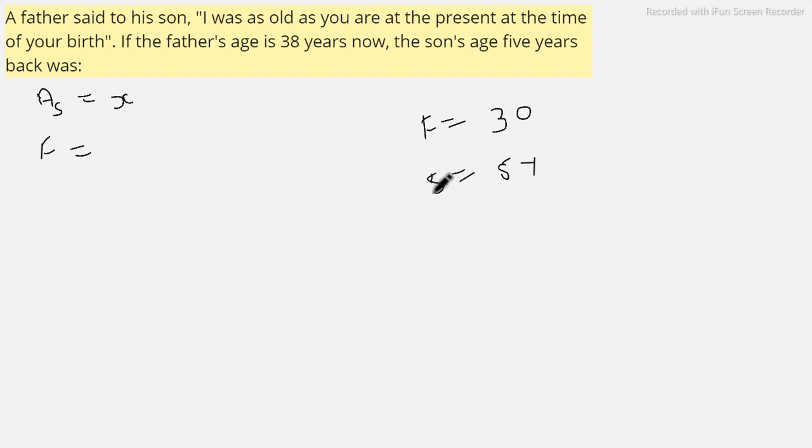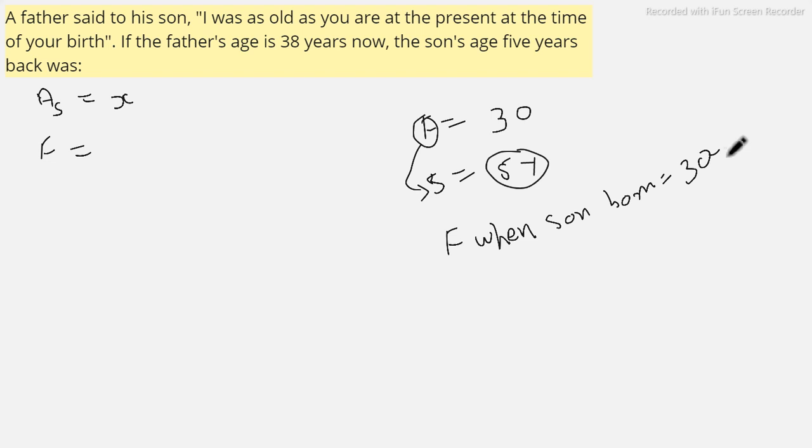If we have to find out the age of father when his son was born, what will be the age of father when his son was born? So clearly the present age of son is 5 years, which means that the son was born 5 years earlier. So the age of father when his son was born will be 30 minus 5, right? This will be the age of father when his son was born.